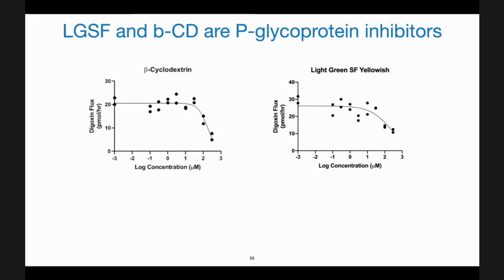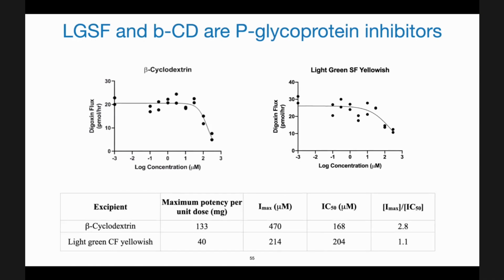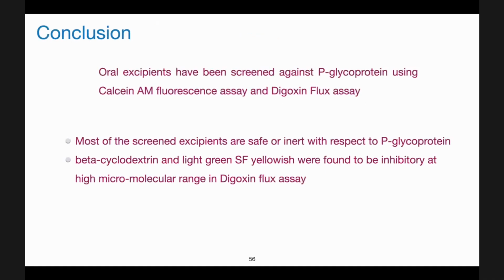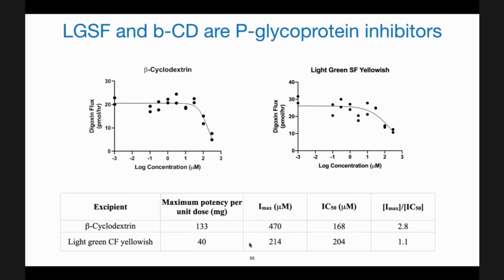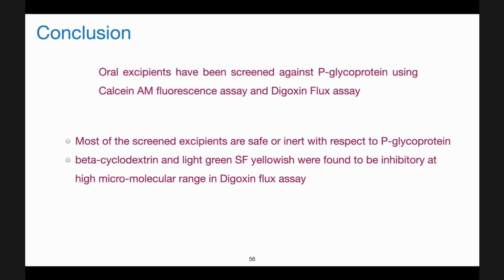And then we did the IC50 studies, and we found that they were actually inhibitors, with their IC50 in the high micromolar range. We compared those with the maximum intestinal concentration as well, and you can see that beta cyclodextrin had a maximum concentration threefold higher than its IC50, but for Light Green SF Yellowish, it was similar to the IC50. So basically, we want to be careful about our future formulation when we are preparing drugs with these two specific compounds.